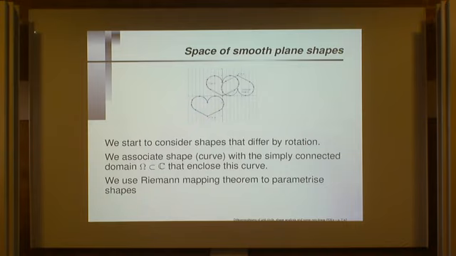Up to rotation, so this is the same shape. An individual shape is this: this heart is a shape. This curve is a shape, but this is the same shape, and this is also the same shape. A shape is just a smooth closed curve.